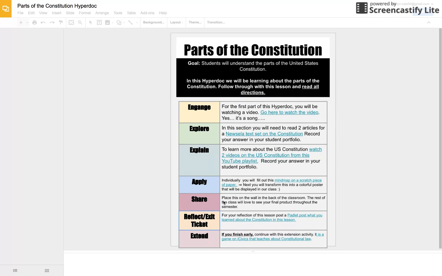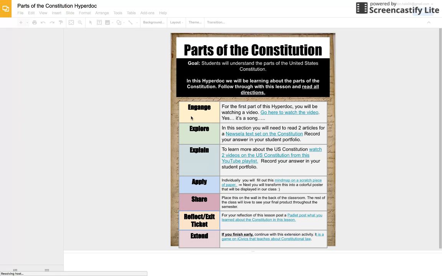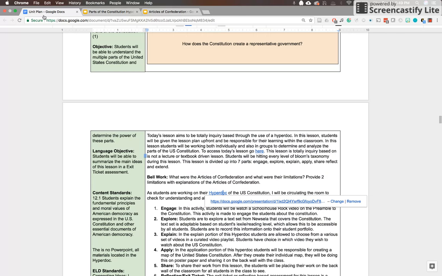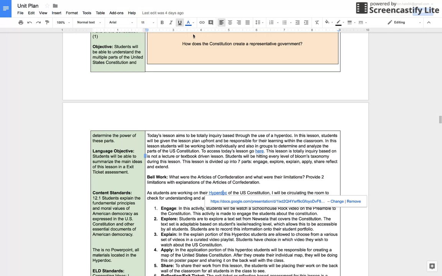So if we click on this HyperDoc, which is embedded in this unit plan, I situated our goal as aligned to our question, our objective. So our objective is: how does the Constitution create a representative government? Our objective is students will be able to understand the multiple parts of the United States Constitution and determine the power of these parts.